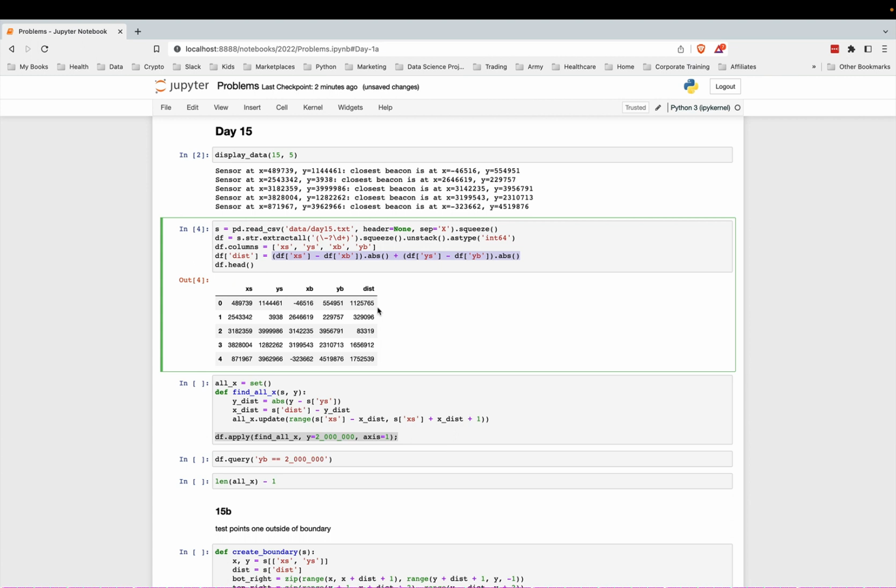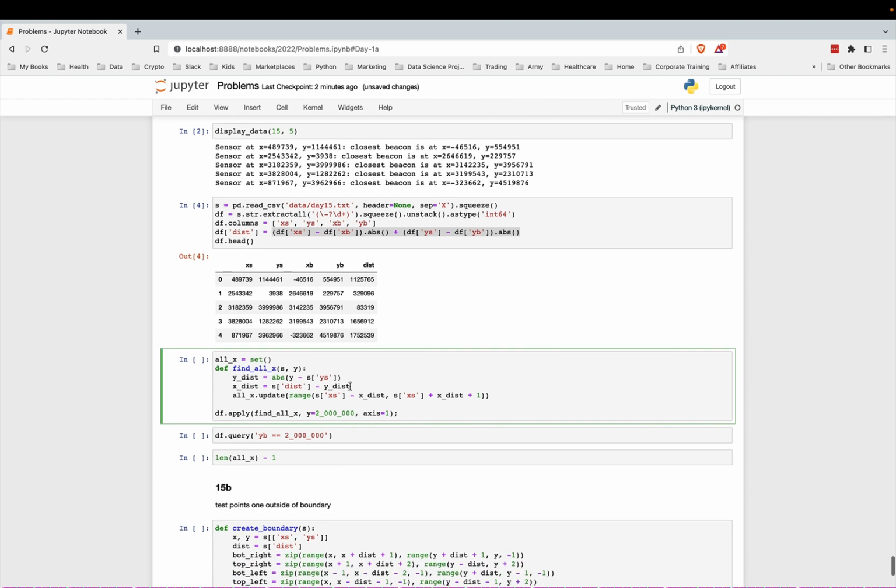All right, so part 1 wants us to find all of the x coordinates along the line where y is 2 million. So think of a line at 2 million in this grid. And we want to find all the x coordinates such that they are closer than one of these beacons to one of these sensors.